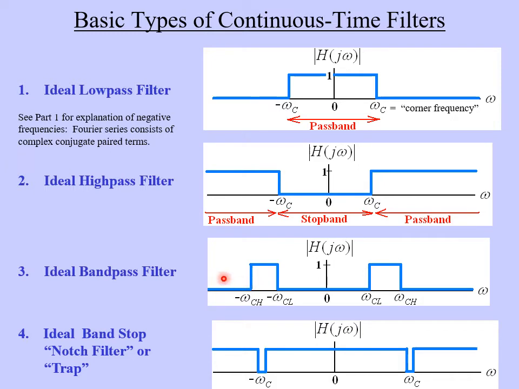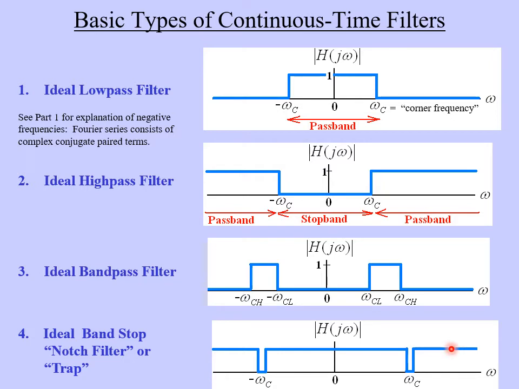The converse of the ideal bandpass filter is our last ideal filter here, the ideal band stop filter, which is also called a notch filter, or sometimes a trap. What this filter does is it passes everything except, usually, a very narrow notch or band of frequencies right here at this corner frequency, and it will remove that particular frequency from the rest of the frequencies that are trying to get through the filter. So this is a useful filter if you're trying to remove a particular noise signal that has a set frequency.